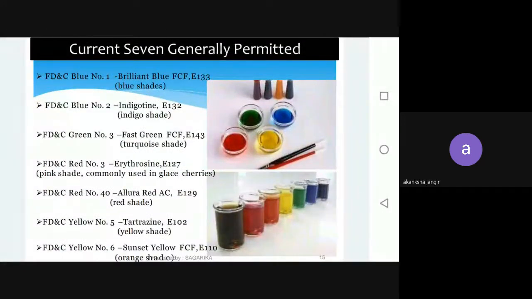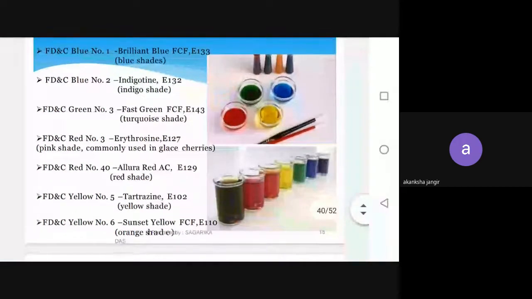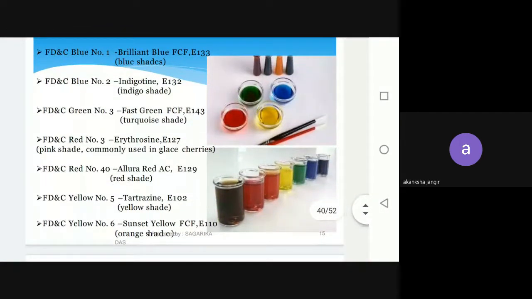Then these are the different types of artificially synthesized dyes, that is FD and C, sometimes we say it as FDC also. Blue, that is brilliant blue FCF. These are the E numbers you have to remember: brilliant blue, then indigotine, then fast green, erythrosine, allura red. Some of the shades you can understand: brilliant blue will give you a blue shade. Indigotine will give an indigo, that means deep blue. Fast green, obviously you'll get a turquoise shade.